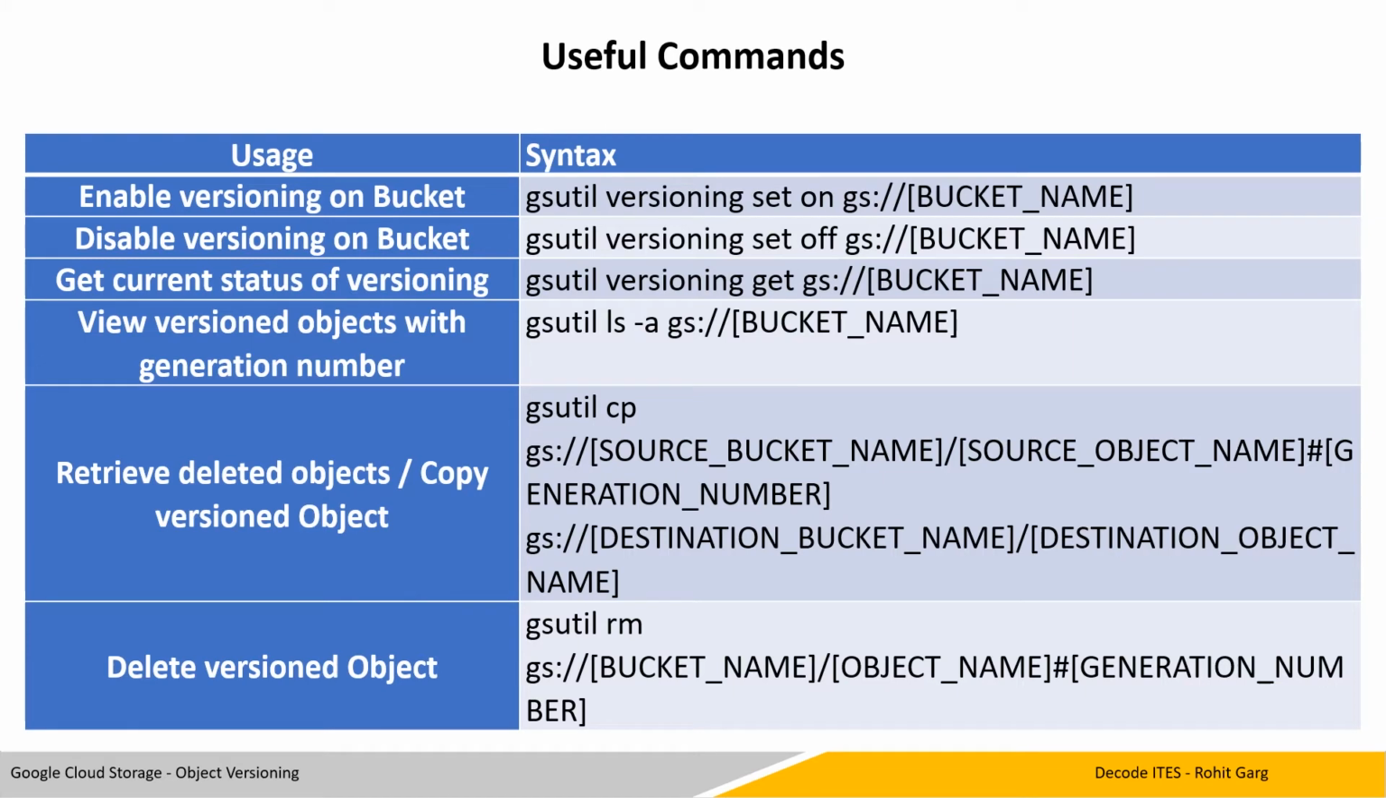As mentioned on the last slide, accessing object versions is only available through the gsutil command line utility. This option is not available from Google Cloud Console. For this, we are sharing some useful commands that you can use to review the current object versioning status and the objects available with object versions in your bucket. These are the commands: enable versioning on a bucket, disable versioning, get the current status of versioning, how to view version numbers, how to retrieve the version or deleted object copy, or delete the version object.